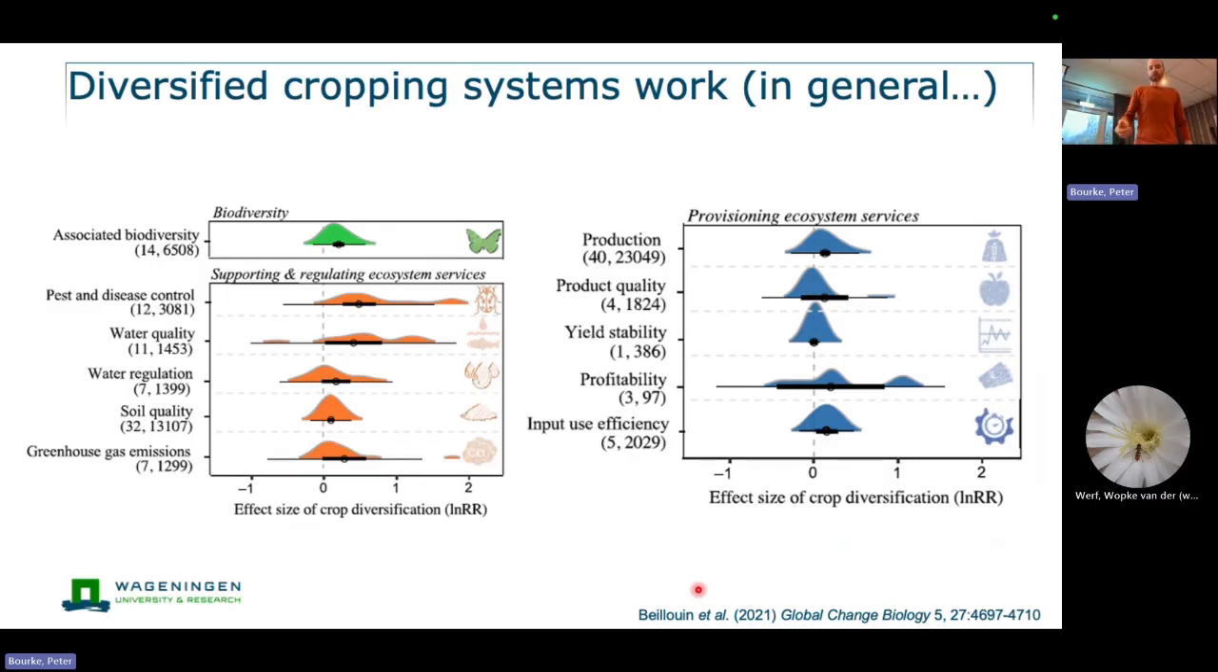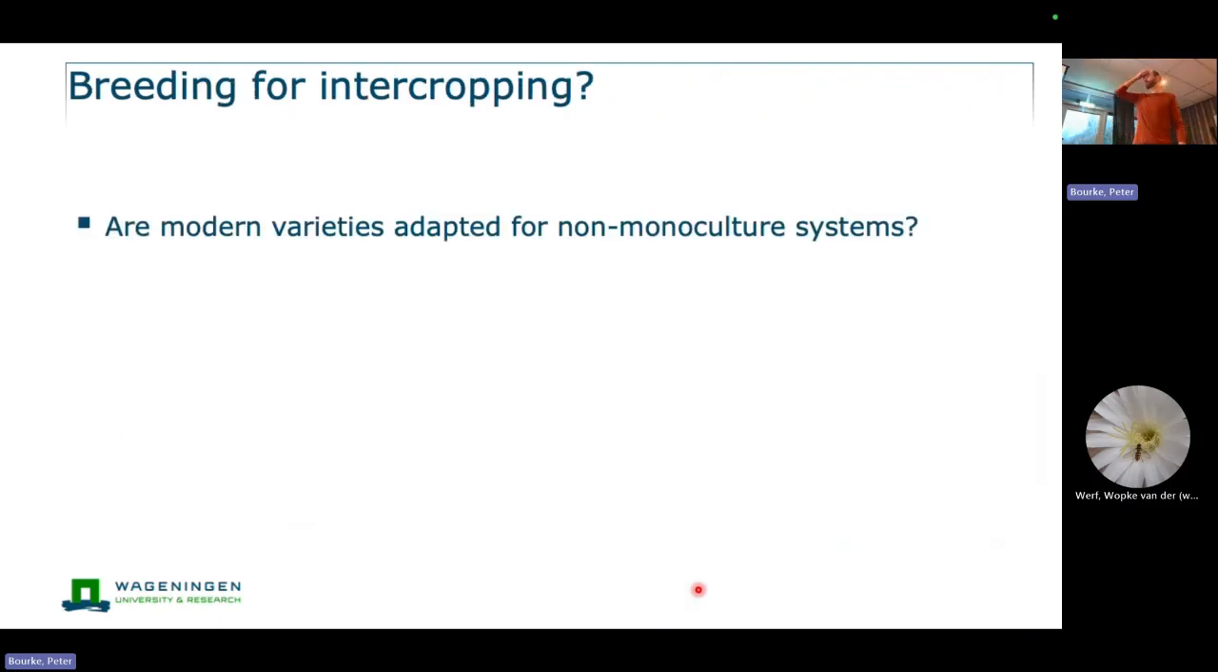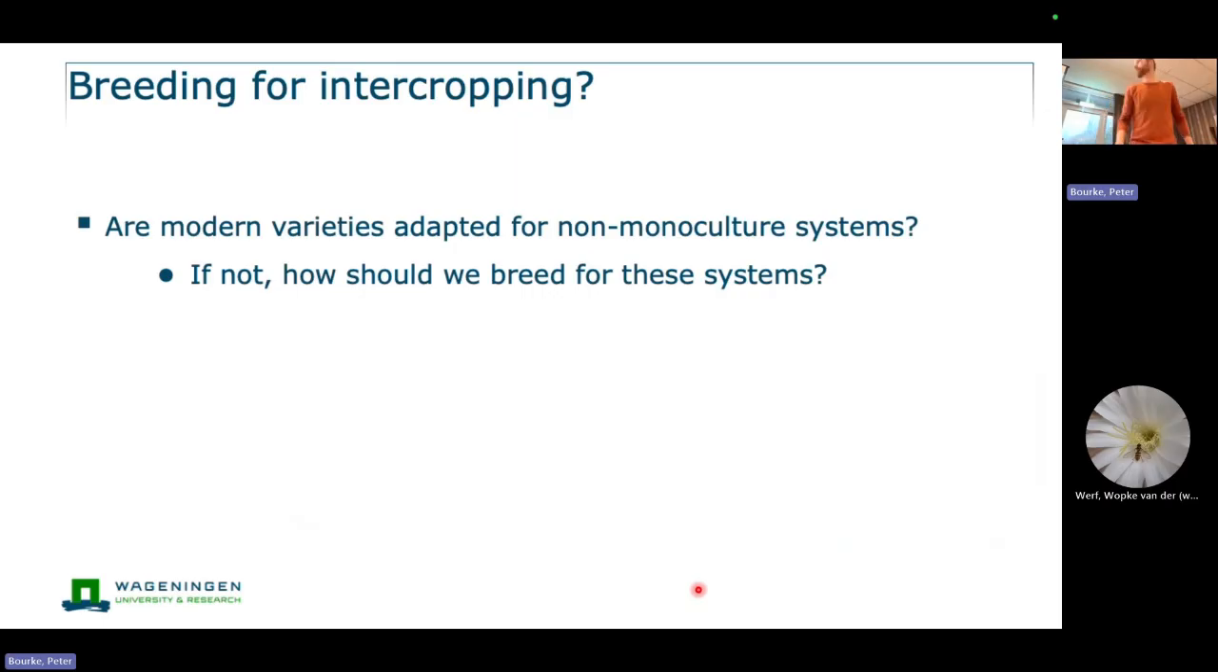And what we thought about, at least when we were approached originally by Jochem Evers at the plant breeding group, he was one of the people that approached plant breeding and said, well, what are you doing about intercropping? One of the first questions we thought about is the modern varieties that, at least at the plant breeding group, we seem to be so focused on, these elite varieties, are these adapted for systems that are no longer monocultural? And if they're not, how should we breed for these systems? So this is the basis for what I'm going to be talking about this morning.